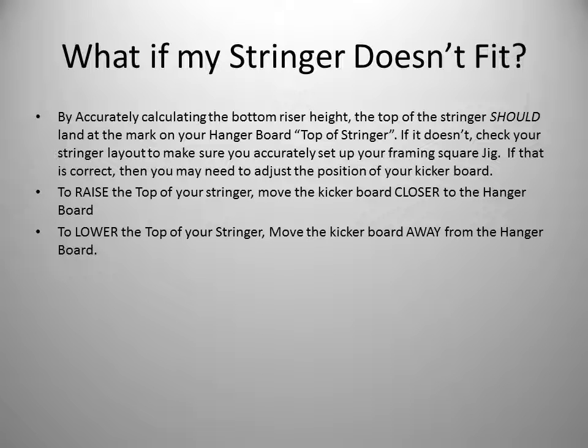If you want to raise the top of your stringer, you want to move your kicker board closer to the hanger board. This will change the angle slightly and push the top of the stringer up. If you want to lower the top of your stringer, then move the kicker board away from the hanger board. This will make the angle shallower and pull the top of the stair down slightly.